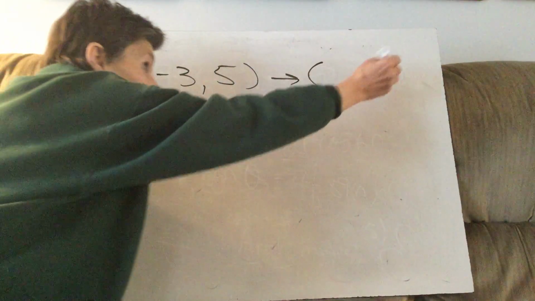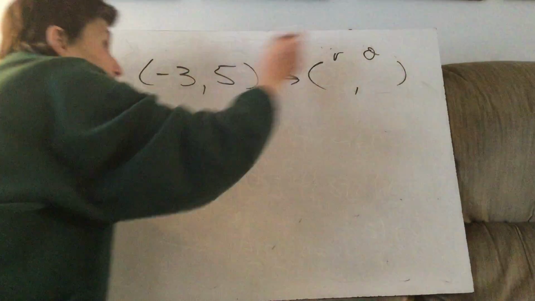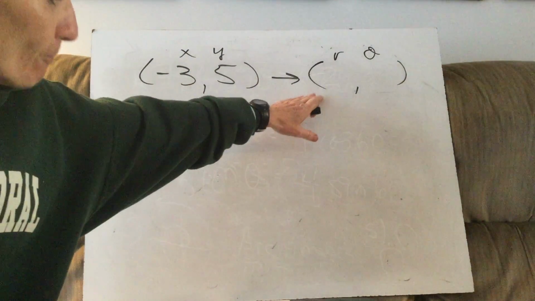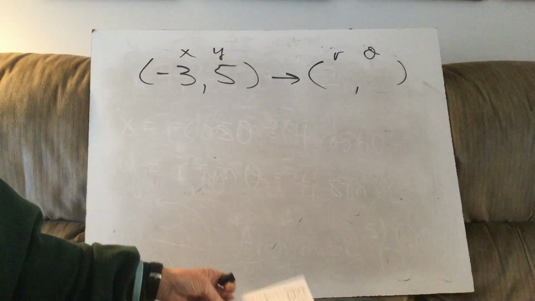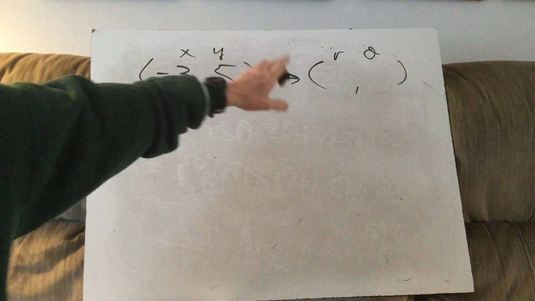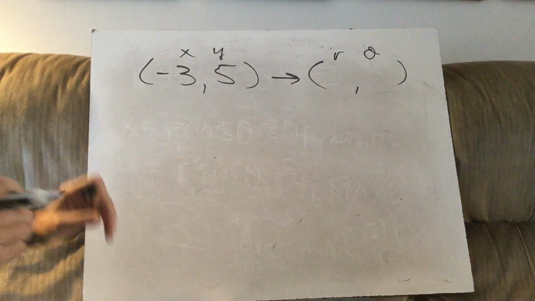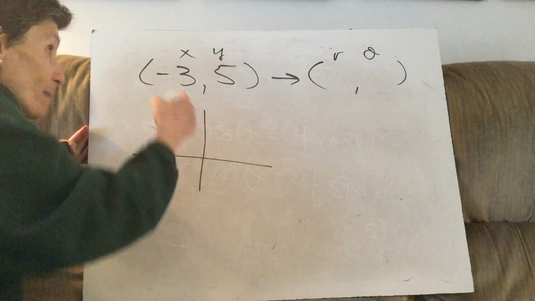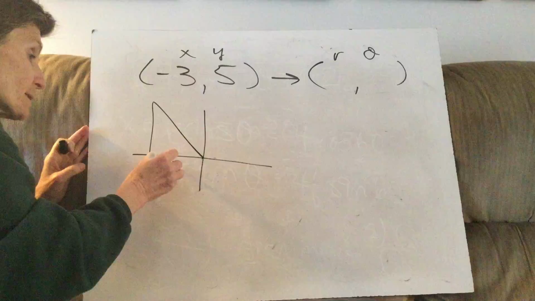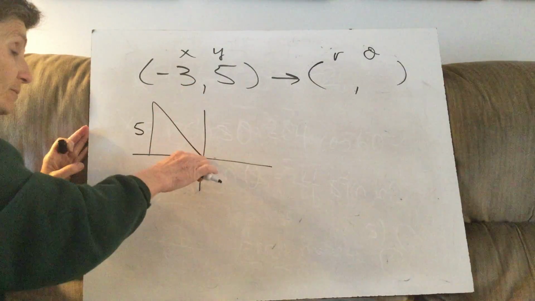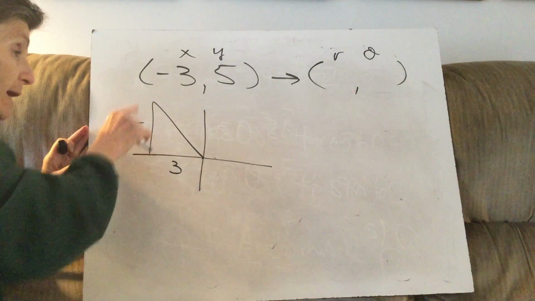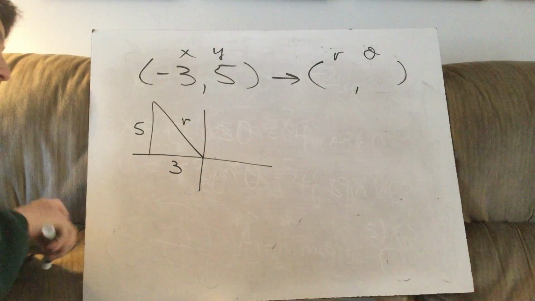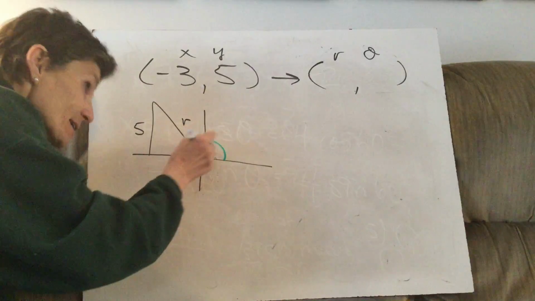We're converting to polar coordinates. So we've been given x and y, and we're going to convert to polar. Now, polar means r and theta. So to find r and theta, I'm going to draw a picture of my original point, which is left 3 and up 5. Left 3, up 5, x y. This is r, and this is theta.